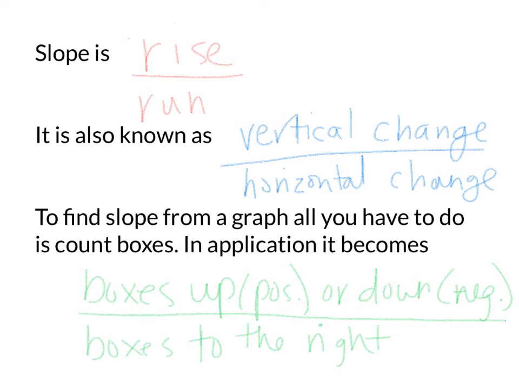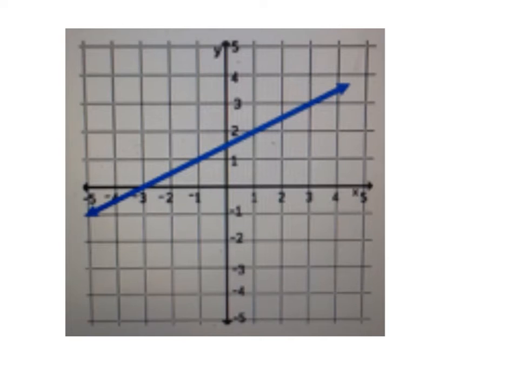So in application, it becomes, as it says at the bottom here, boxes up, which makes your slope positive, or down, which makes it negative. That's your value on top of your fraction. All of your answers here will either be a fraction or a whole number, because we're always looking to simplify fractions no matter what we're doing with it. And then on the bottom will be your boxes to the right. The bottom will never change. It will always be boxes to the right. And we'll get into more of that in this next, go ahead and applying it here.